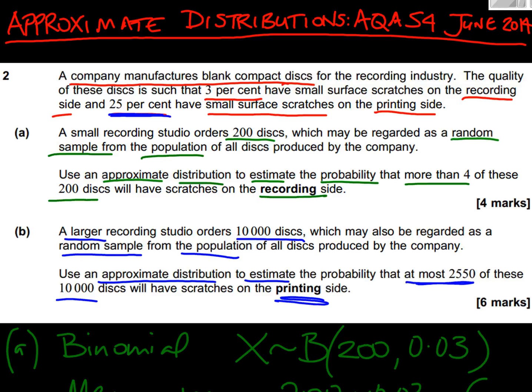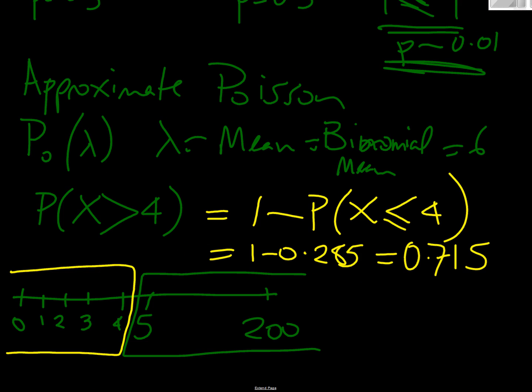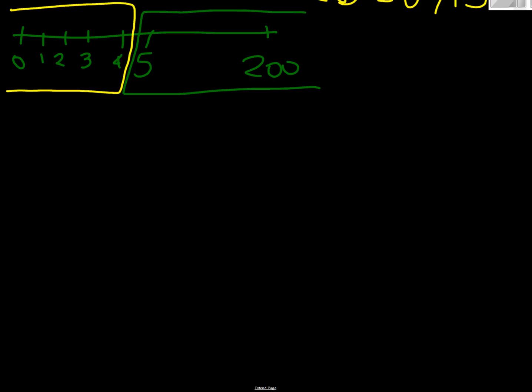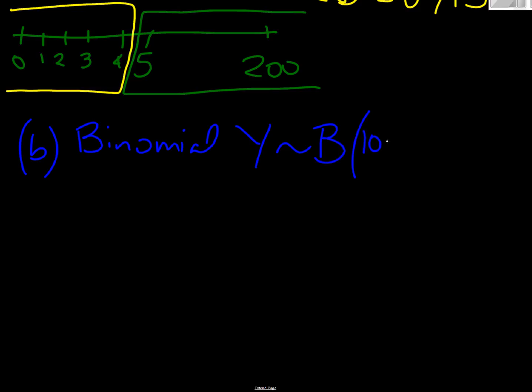So let's just extend our page and have a look at B. So what have they told us here? They've told us again that we're on a binomial. It's a scratch or a non-scratch. We're starting with a binomial. So let's call that Y, and that's boxed with a binomial. They've got an N, 10,000, that they've ordered, and the probability of occurrence is 0.25.